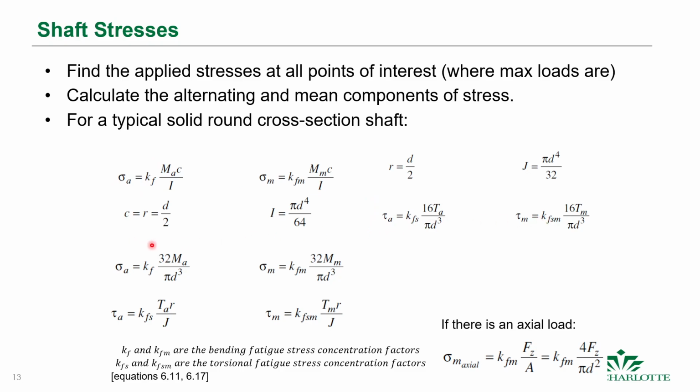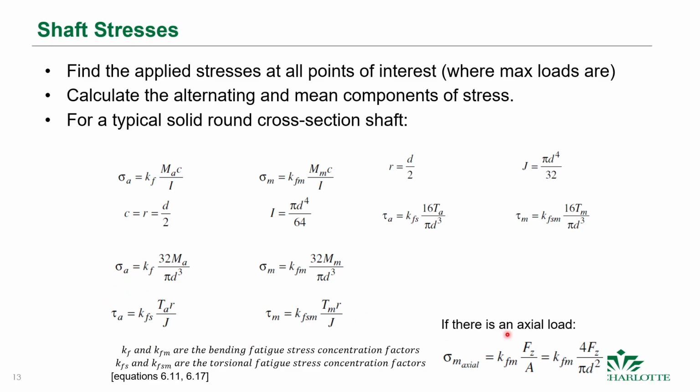Okay, so if we plug the values in for solid cross-sectional geometry, which is often what we use for shafts, then we find our alternating and mean bending stresses and alternating and mean shear stresses using this equation, and then we can use the von Mises criteria to find our effective stresses as well.